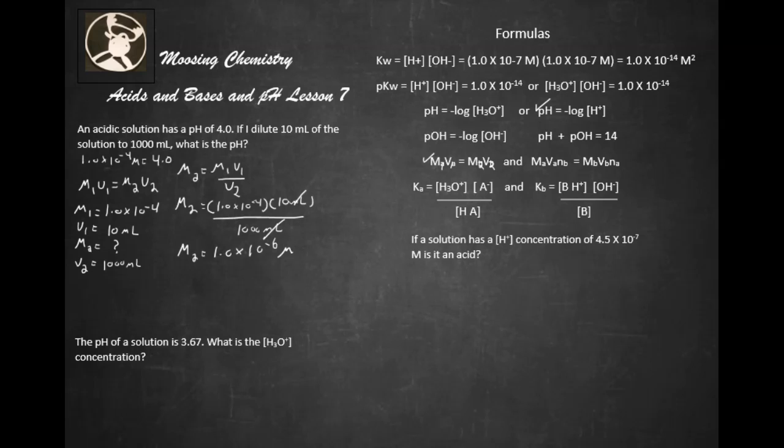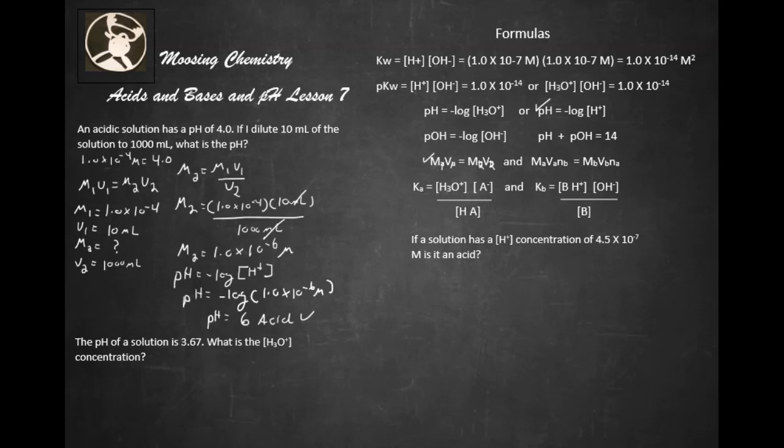So now we want to know what that new pH is going to be. So pH equals the negative log of our hydrogen ions, because it's a pH of 4, so it's an acid ion. So pH equals the negative log of 1.0 times 10 to the negative 6 M. So our pH is going to equal 6, and so it's still going to be an acid. Even though we diluted it a whole bunch, we went from a 4 to a 6, it's still an acid. Alright, so now let's look at our next problem.